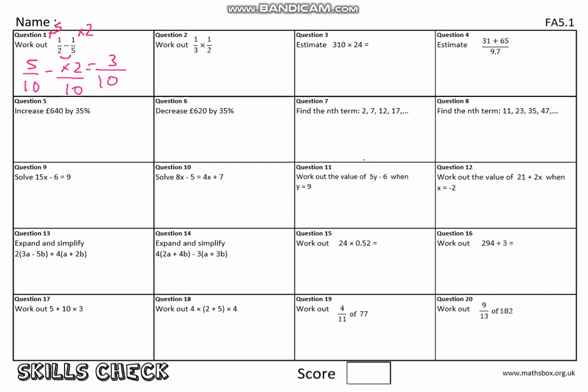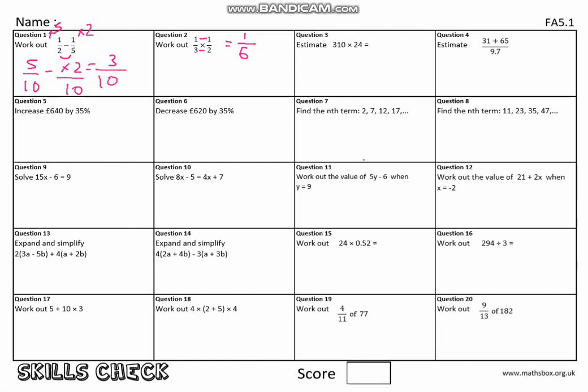Now the next one is multiplying fractions, which is probably the easiest one to do, because all I've got to do is multiply the two numerators together and multiply the two denominators together. So I've got 1 times 1 equals 1, and 3 times 2 equals 6. So my final answer would be 1 over 6, okay? 1/6.